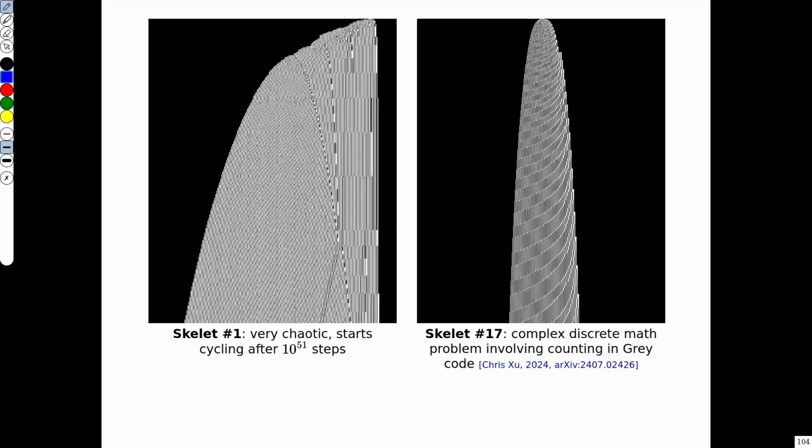Another interesting one is skeleton number 17. It's a relatively complex problem that involves counting in gray code. Especially, there are lists of numbers, and the parity of each number is interpreted as a gray code, and then the rest of the numbers, the bits above the least significant bits, are involved some other way. And this was complex enough that it has its own paper on the arXiv.